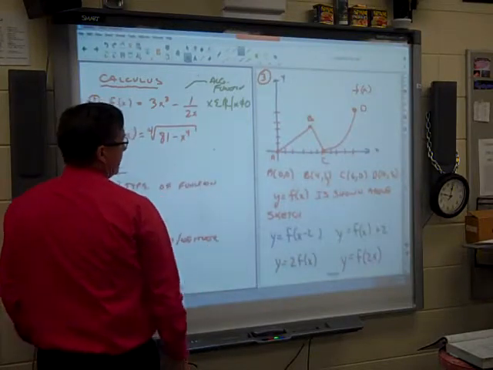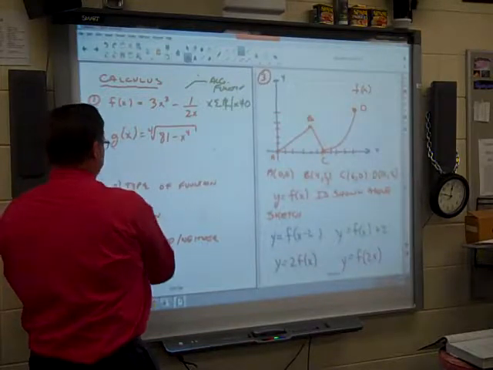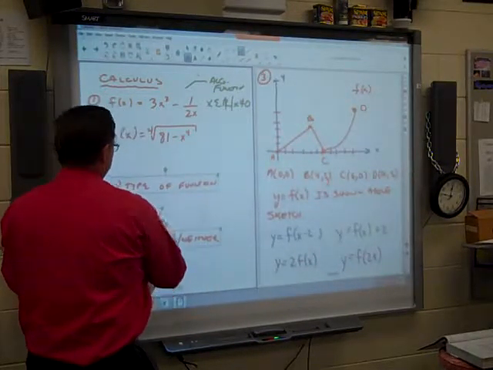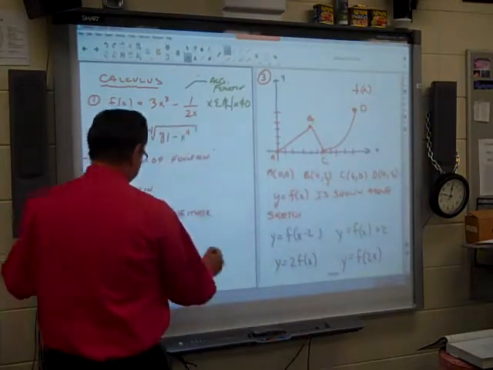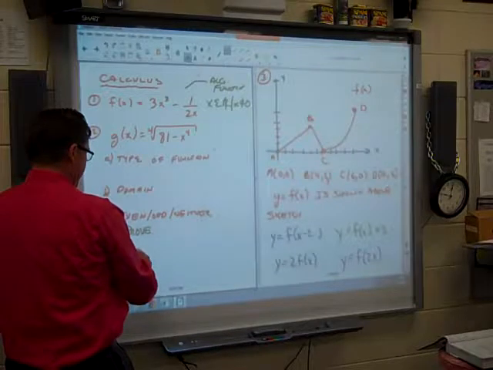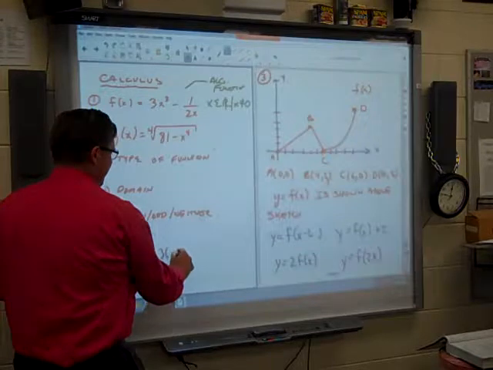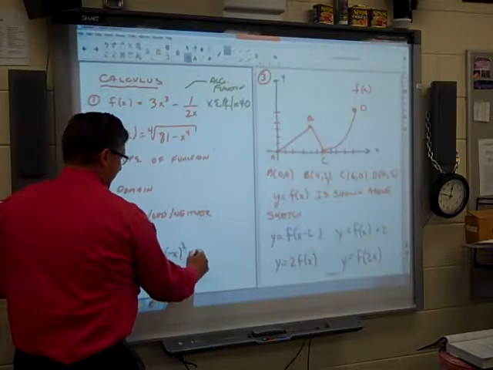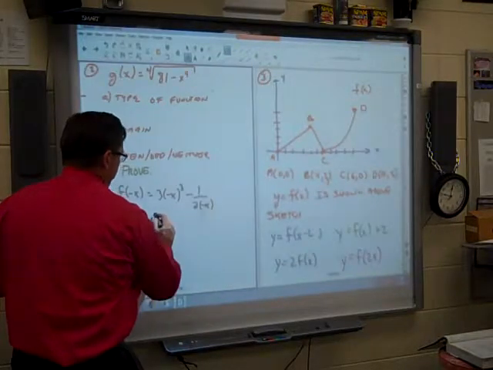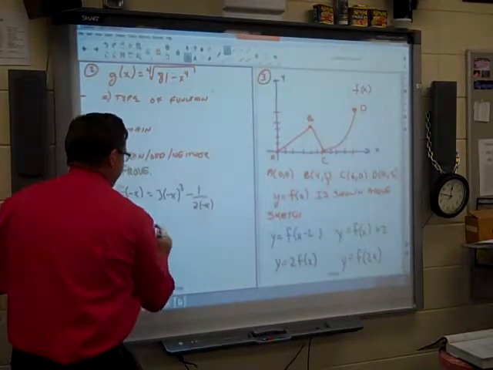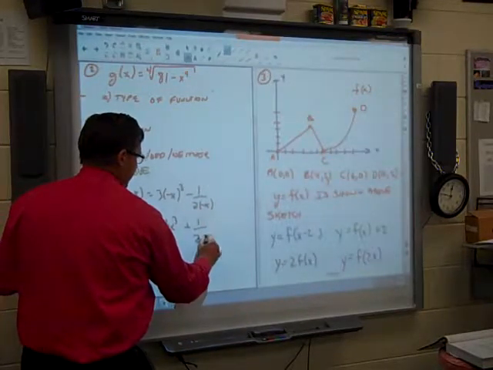Even or odd, okay? Even or odd, and prove it, all right? So I'm not gonna guess. Since I have to prove it in black, I'm gonna substitute in negative x into the function. 3 times negative x cubed minus 1 over 2 times negative x. You're gonna get negative 3x cubed. Negative is a positive 1 over 2x.